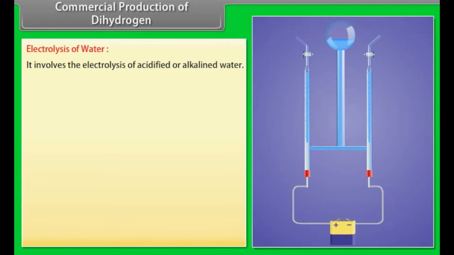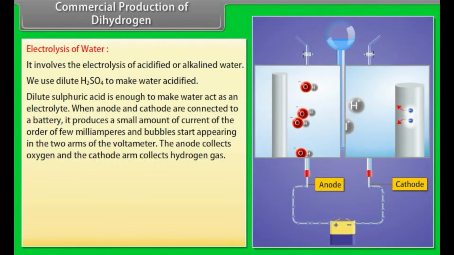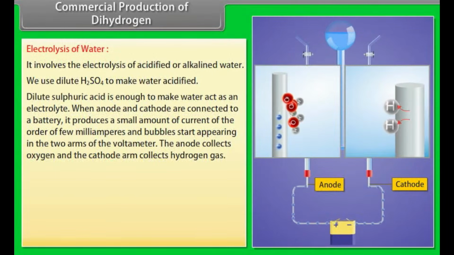Commercial production of dihydrogen. Electrolysis of water. It involves the electrolysis of acidified or alkaline water. We use dilute H2SO4 to make water acidified. Dilute sulfuric acid is enough to make water act as an electrolyte. When anode and cathode are connected to a battery, it produces a small amount of current, of the order of a few milliamperes, and bubbles start appearing in the two arms of the voltameter. The anode collects oxygen and the cathode arm collects hydrogen gas.